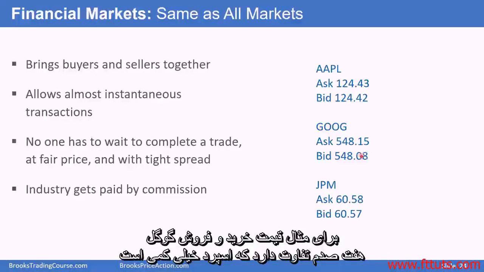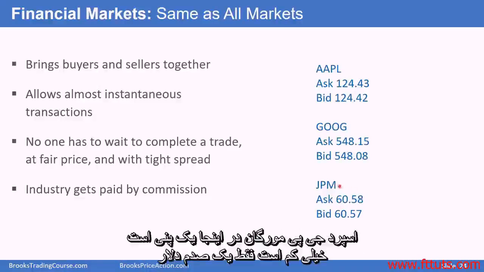So for example, if I wanted to buy Google, the ask is $548.15. I'm going to pay $548.15. If I want to sell Google, it might be 08, and that's not a very big spread. Here in JP Morgan, the spread might be just a penny. It's a much cheaper stock, a 1 penny spread.